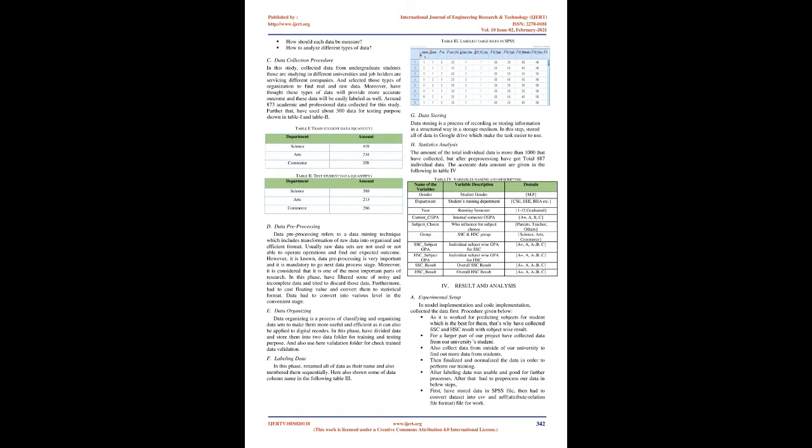Data organizing. Data organizing is a process of classifying and organizing data sets to make them more useful and efficient, as it can also be applied to digital records. In this phase, we divided the data and stored them into two data folders for training and testing purposes. We also used a validation folder to check trained data validation. Labeling data. In this phase, we renamed all the data by their names and also numbered them sequentially. Some of the data column names are shown in the following Table 3.